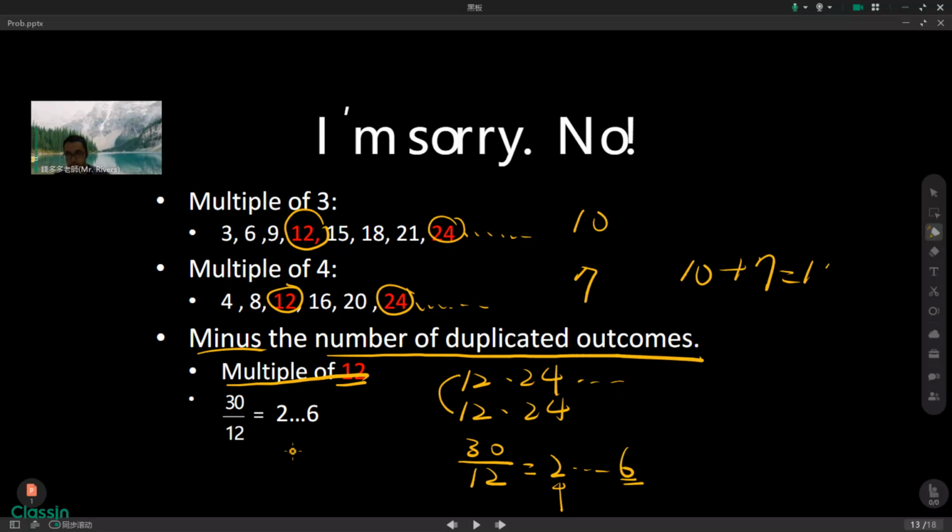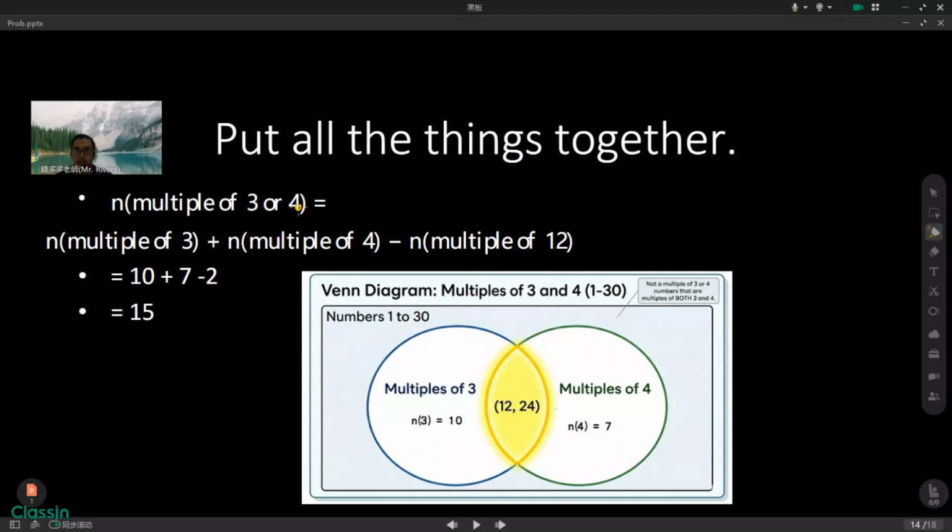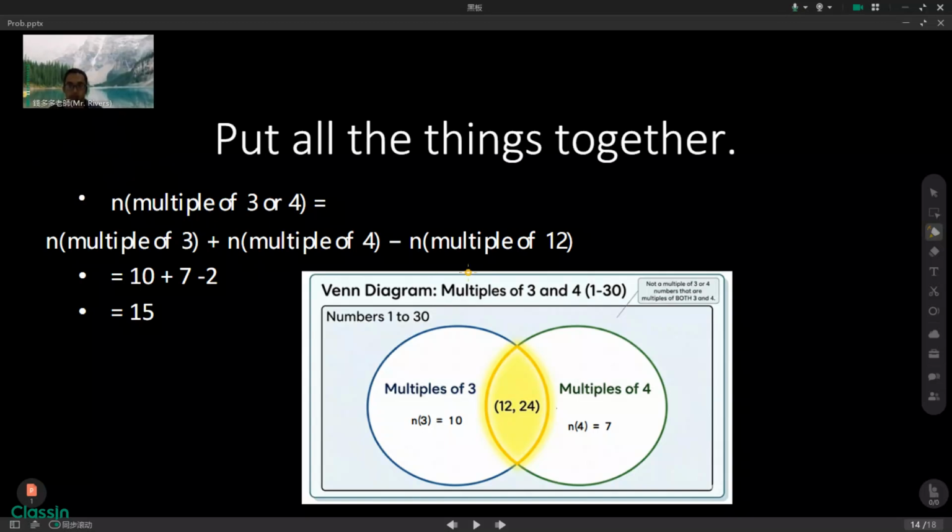So we already know that there were 2 numbers counted twice, so we need to deduct the duplicated outcomes. Here I want to show you with a Venn diagram. Suppose this is the multiples of 3. We find out there are 10 numbers. This is the multiples of 4. There are 7 numbers, right? Since our purpose is to find out this area, how many numbers are in this area, just like finding the surface area of the shape.